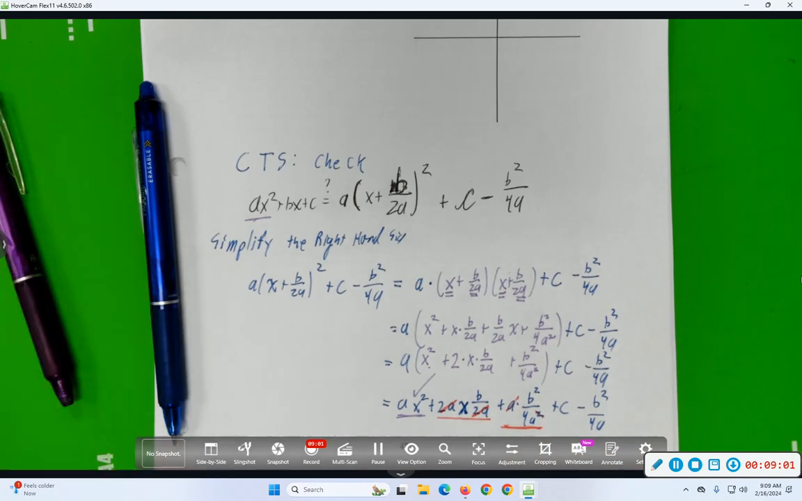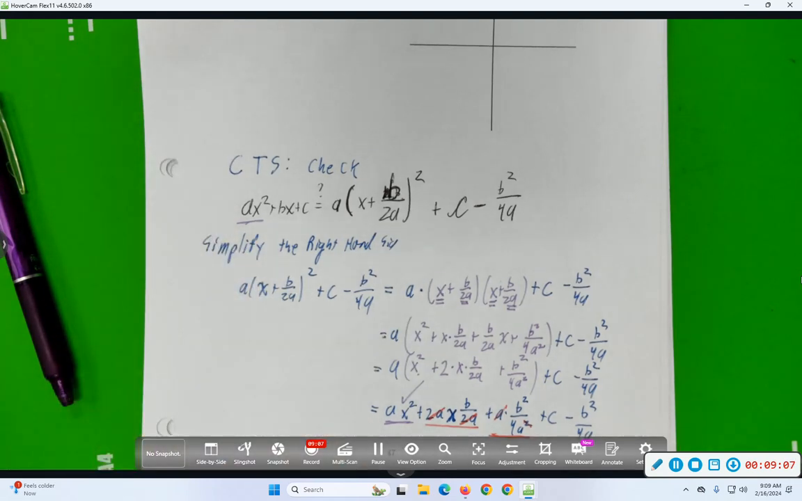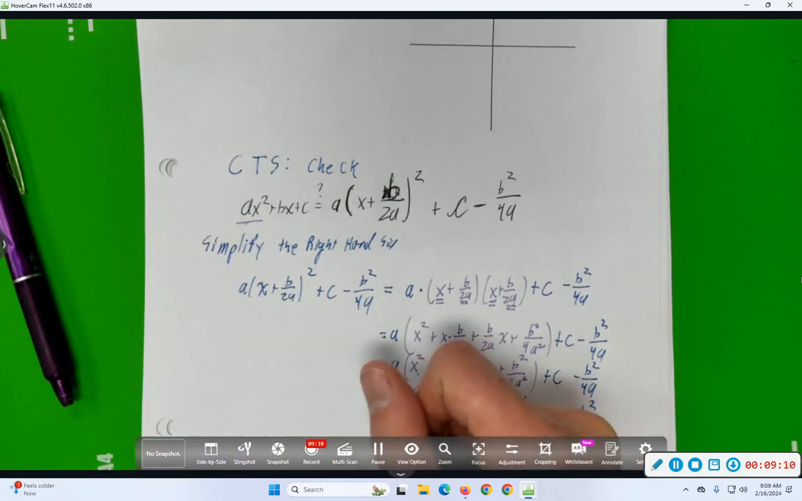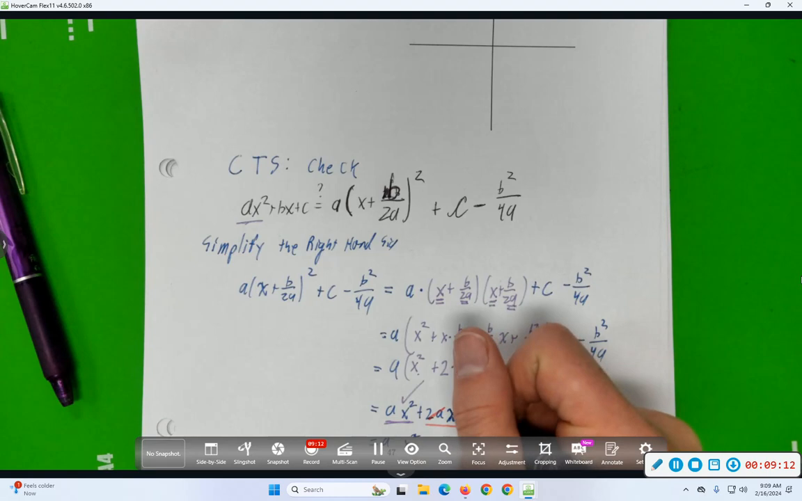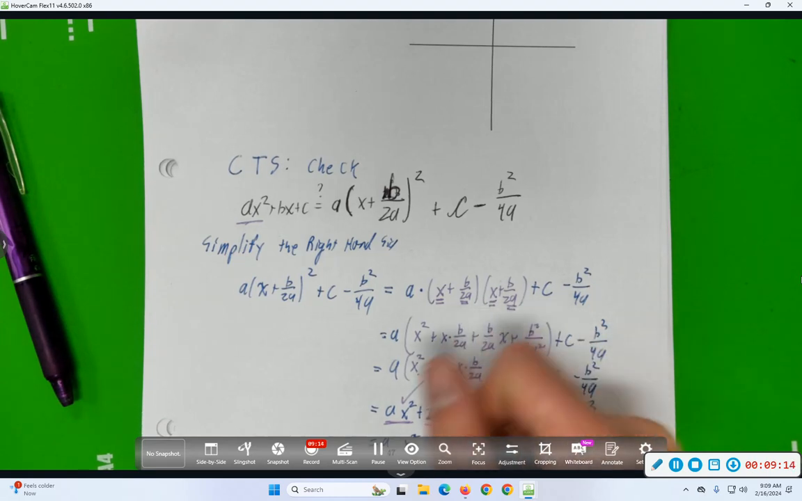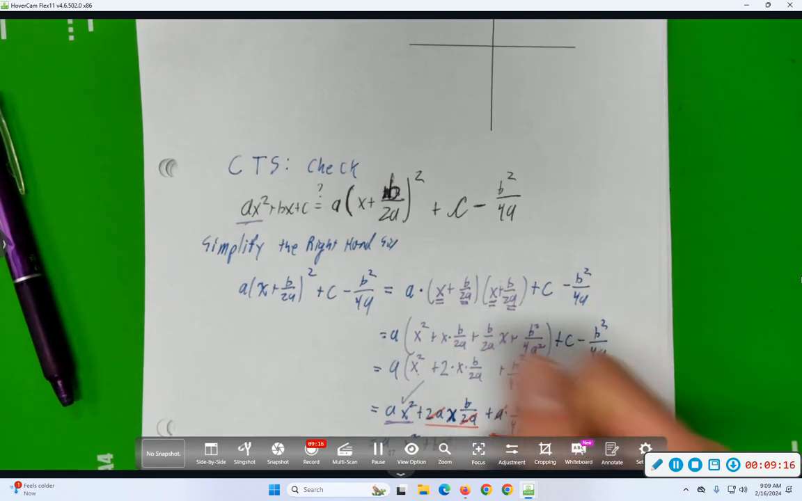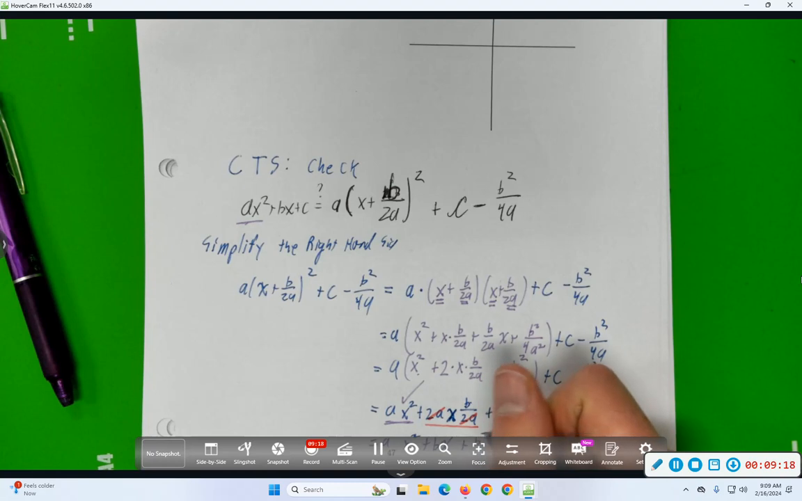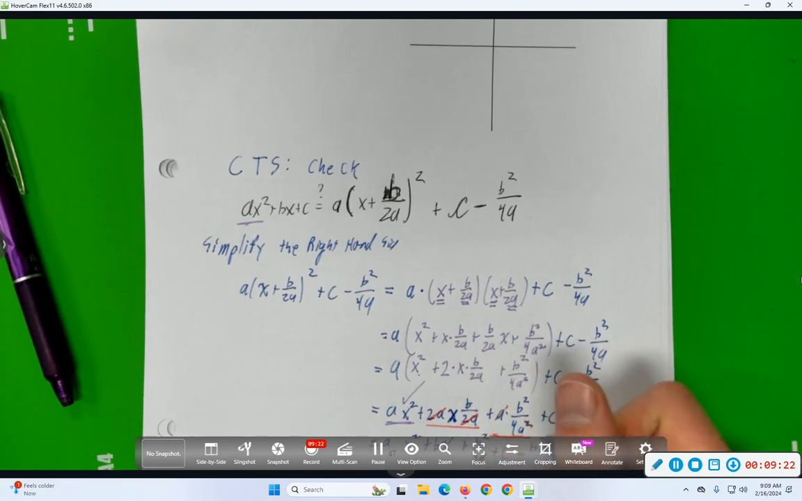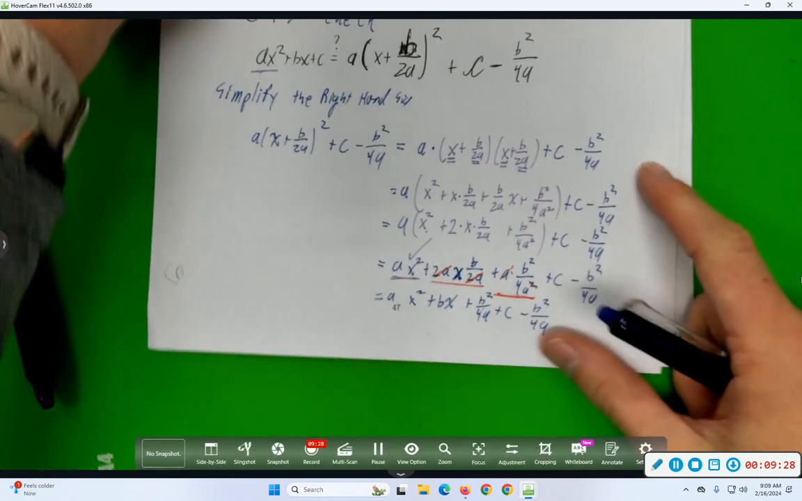All right, so let's carry on. So what do I wind up with? I see a x squared, b times x. Right now it's xb, but it could be bx. Plus b squared over 4a plus c minus b squared over 4a.